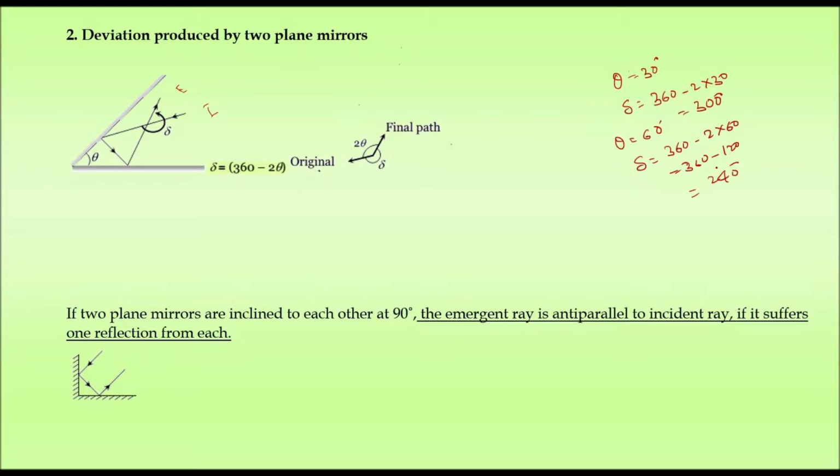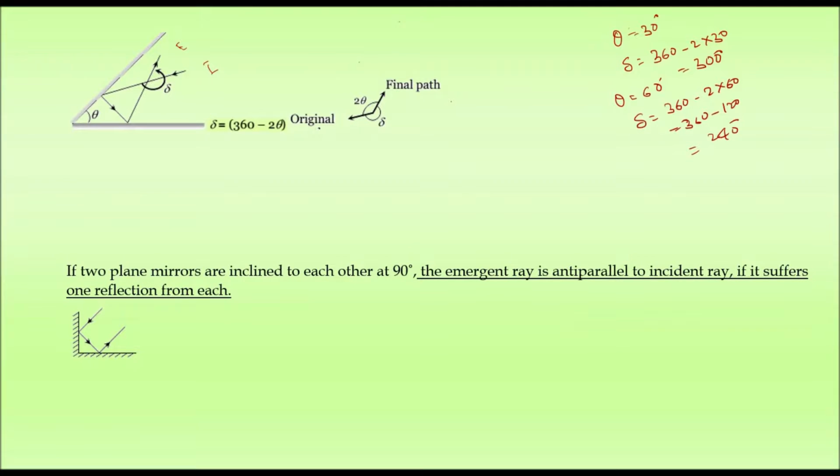Now there comes an interesting case when the two plane mirrors are inclined to each other at an angle 90 degree, and in this case we see that the emergent ray is anti-parallel to incident ray if it suffers one reflection from each mirror. It is shown here. Suppose this is the mirror M1, this is the mirror M2, and the angle between these two mirrors is 90 degree.